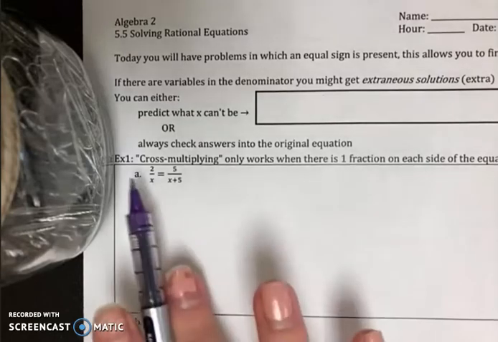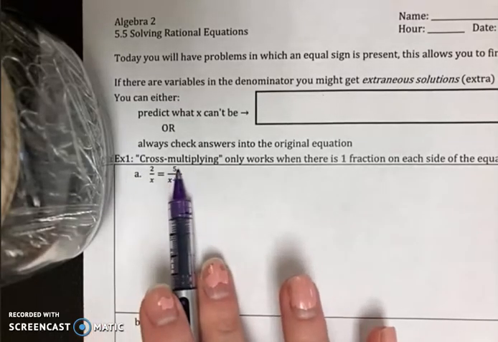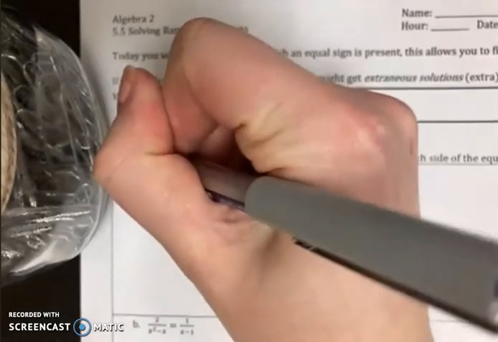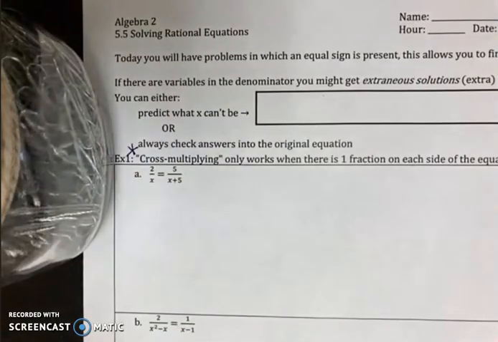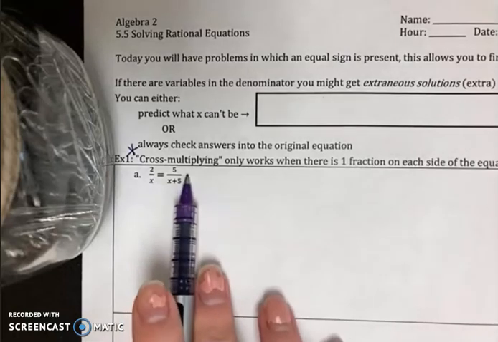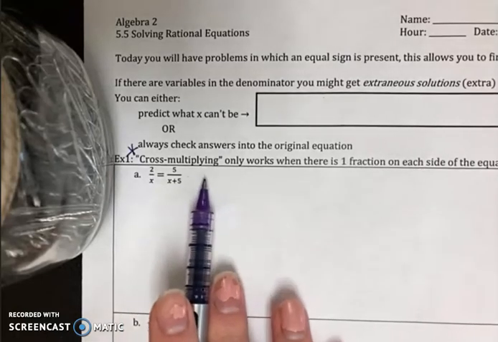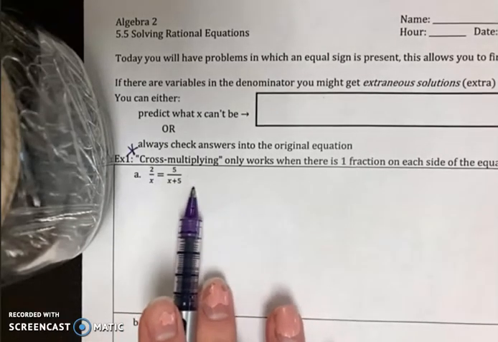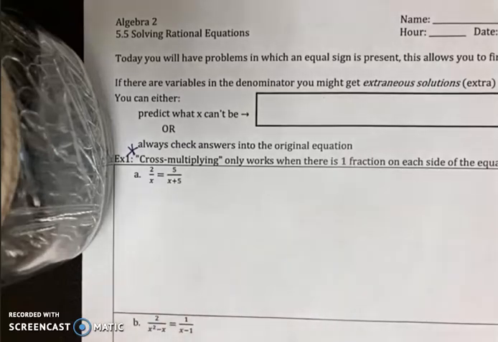Right by where it says example 1, notice it says, and this is very important, so maybe you want to star it or highlight it, cross multiplying only works if there is one fraction on each side of the equation. So let's say if I were adding or subtracting something here, I'd have to add or subtract first before I could use cross multiplication. And after we cross multiply, we're going to state any extraneous solutions.